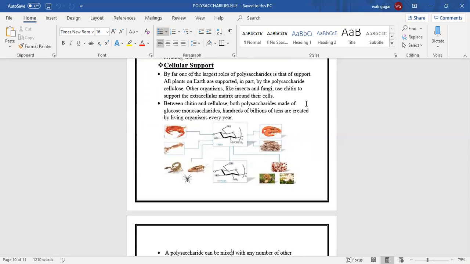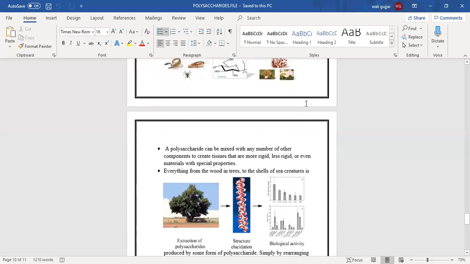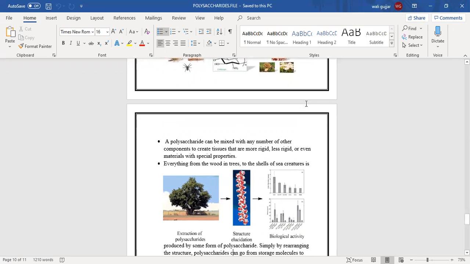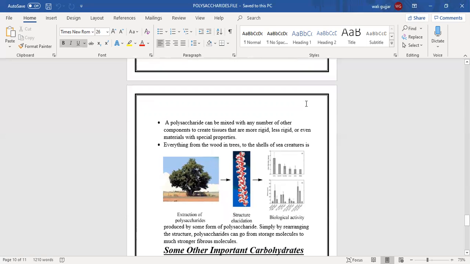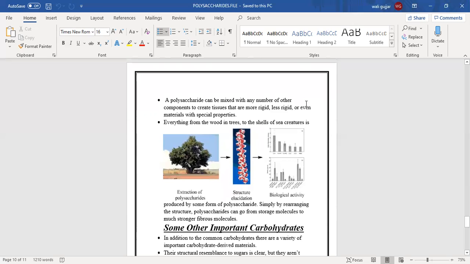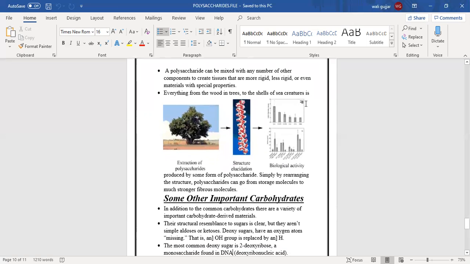A polysaccharide can be mixed with any number of other components to create tissues that are more rigid, less rigid, or even materials with special properties. Everything from the wood in trees to the shells of sea creatures is produced by some of the polysaccharides. Simply by rearranging the structure, polysaccharides can go from storing molecules to much stronger fibrous molecules. So these are important functions of the polysaccharides.